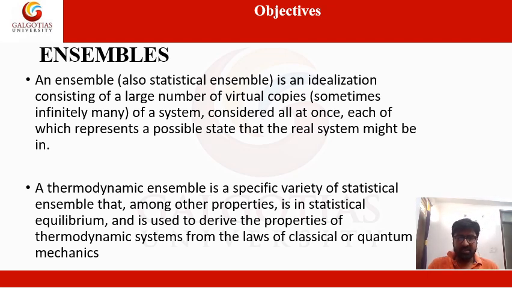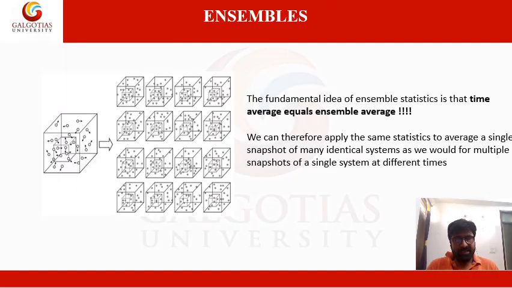And the thermodynamic ensemble is a specific variety of statistical ensemble that, among other properties, is in statistical equilibrium and is used to derive the properties of thermodynamic systems from the laws of classical or quantum mechanics. So the basic idea of ensemble statistics is that time average is equal to ensemble average. One could say it's the ergodic hypothesis as well.